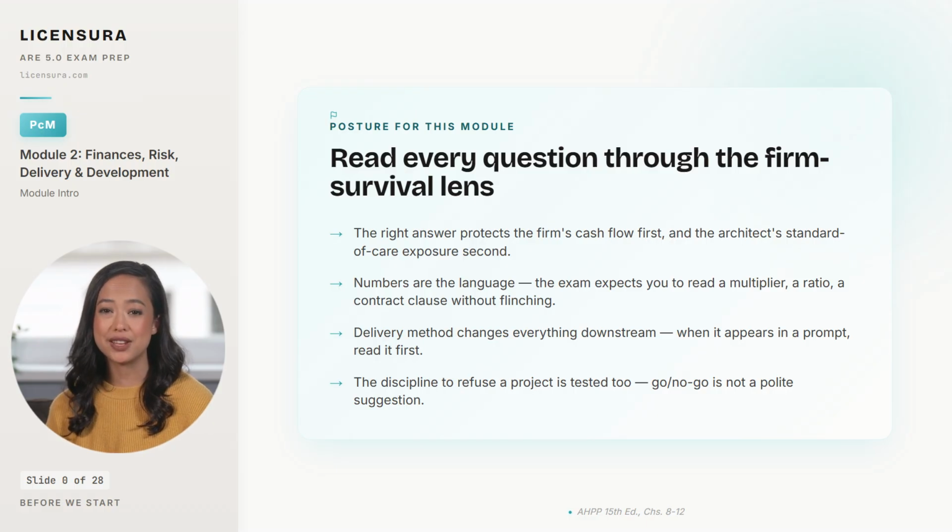And fourth, the discipline to refuse a project is tested too. The go, no-go decision is a real PcM exam topic, not a polite suggestion in the textbook. The firm that takes every project loses money on most of them. With that set, we step into section 2.1.